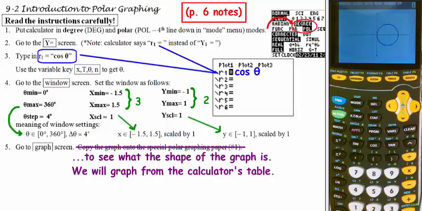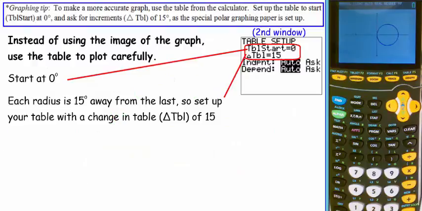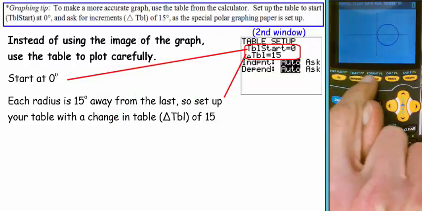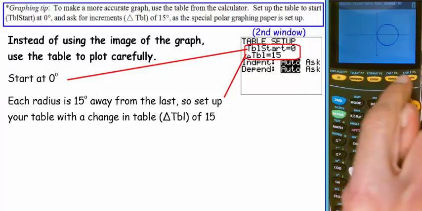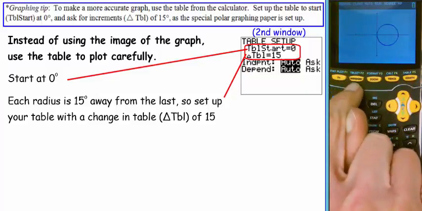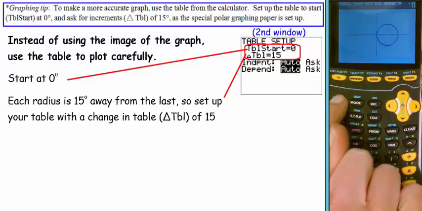That's what you want. So instead of trying to copy it from there onto your paper, that's going to be really hard. Okay, so we're going to actually use the table, not just copy from the image. We're not trying to ballpark here. We're trying to get as precise as possible. To set up the table, you'll see across the top of these buttons here, you have all these little menus. So table setup is above window. So to get there, you'll hit second window.